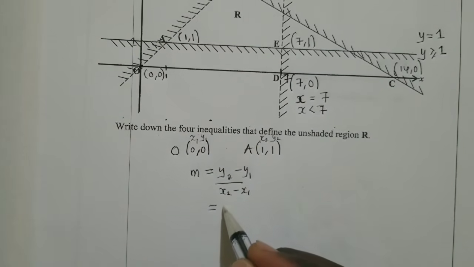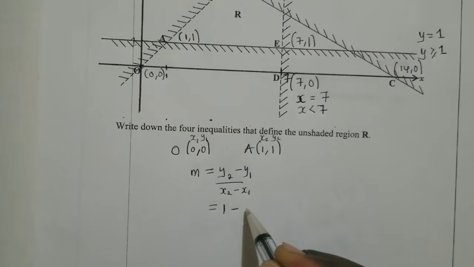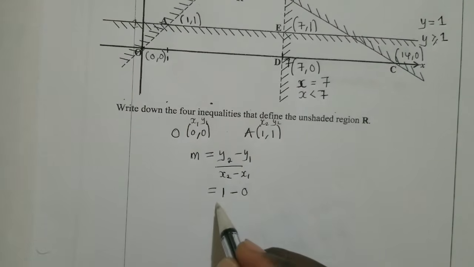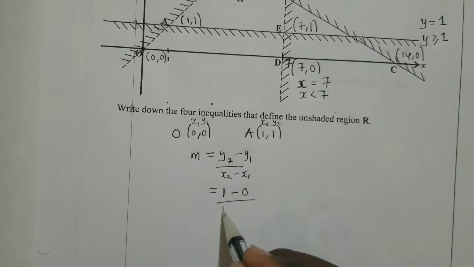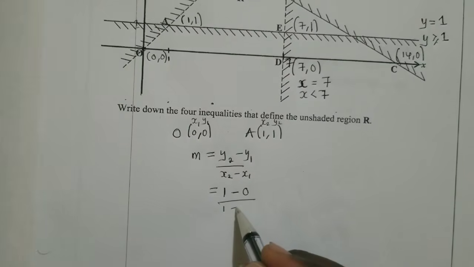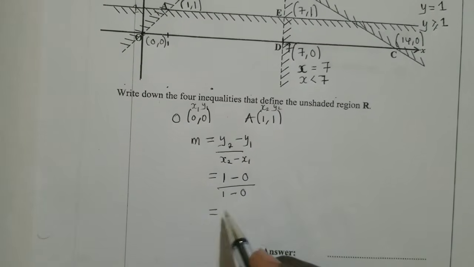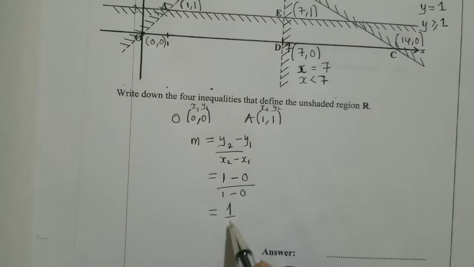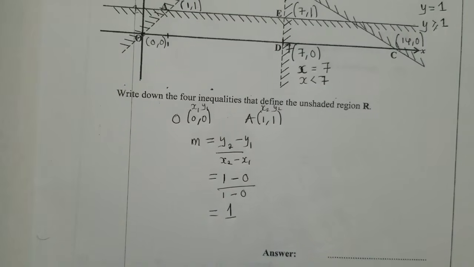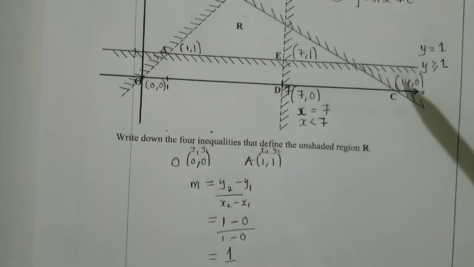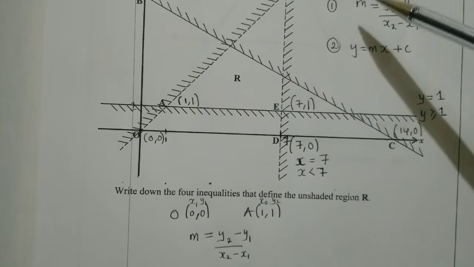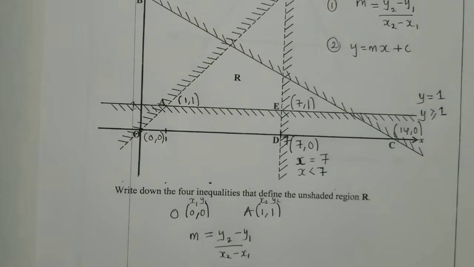So this is 1 minus 0. Then over, here it's 1 minus 0 also. And when we work it out, we shall just get 1. So the gradient that we have is 1. After getting that gradient, we now find the equation of a straight line by using formula 2. This one over here, formula 2.